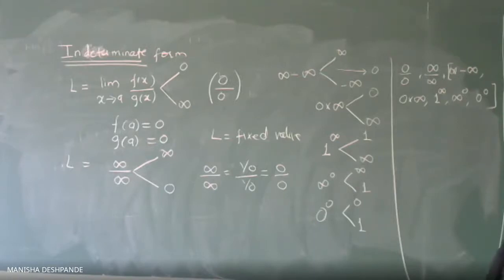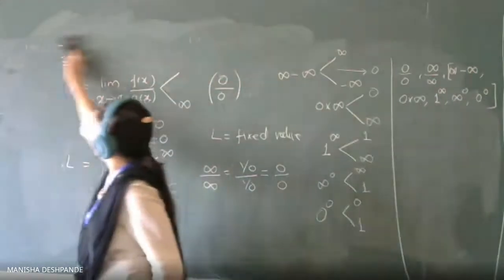Okay. Similarly, we have 7 indeterminate forms, which are 0 by 0, infinity by infinity. You write down all the 7 forms: infinity minus infinity, 0 into infinity, 1 raised to infinity, infinity raised to 0, and 0 raised to 0.